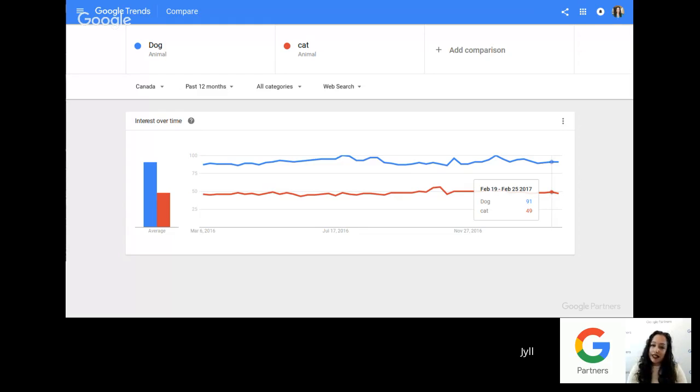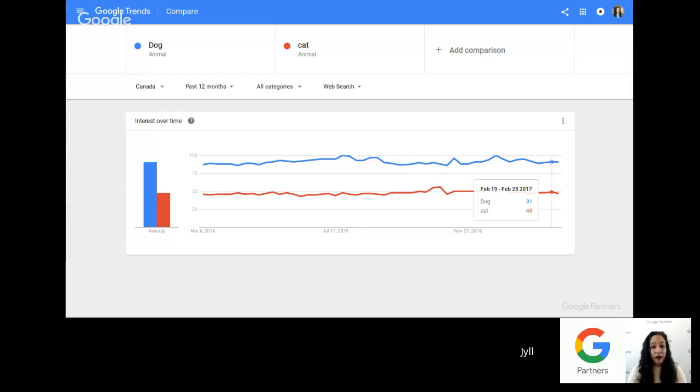So what we do instead is we take the number of searches for dogs in Canada and divide that by all searches in Canada. And then we do the same for cats. And by doing so, we look at the relative interest of something, not caring what's happening to search queries overall. So now we can say that interest in dogs is higher than interest in cats, and that interest has stayed pretty constant over the last 12 months.